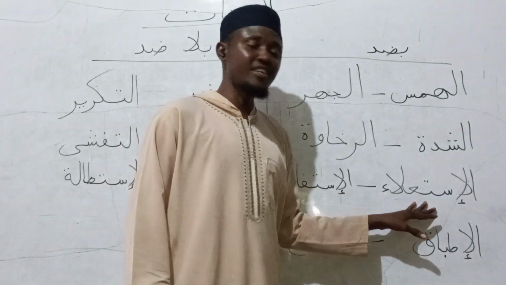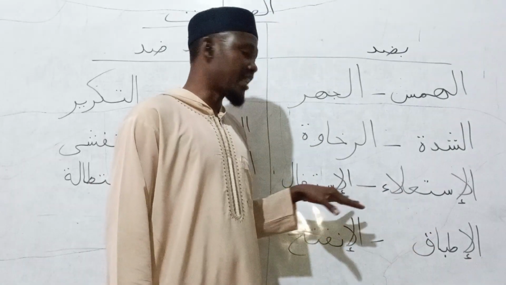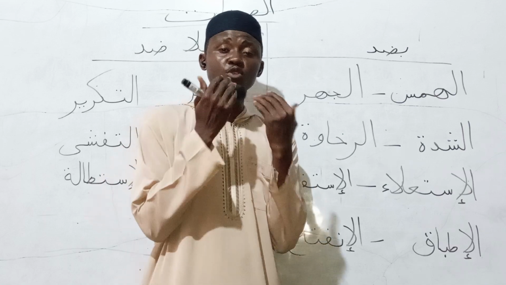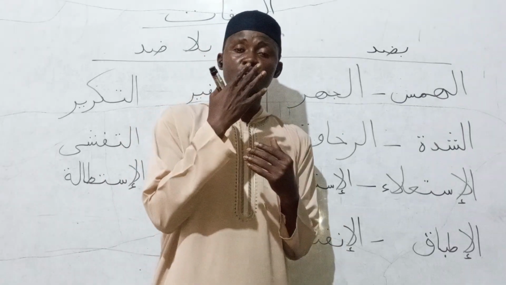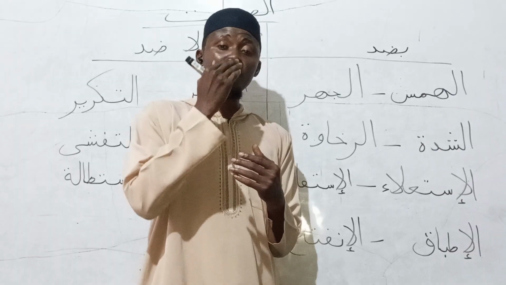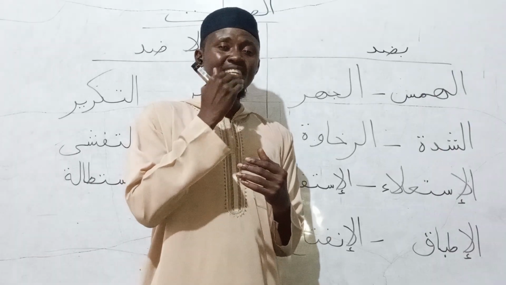Now the next pair is al-isti'la and al-istifal. Al-isti'la is the attribute of letters where, when we articulate those letters, there's an elevation of the tongue to the upper palate, that's the back of the mouth. There's an elevation.